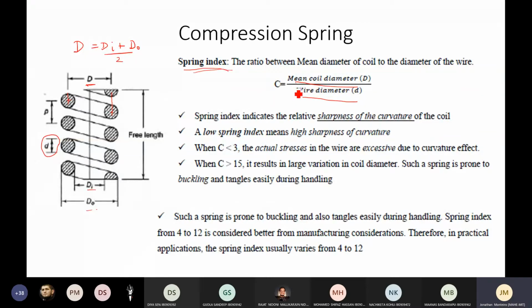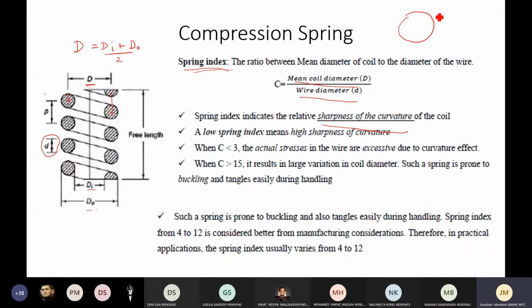So what does the spring index actually indicate? It indicates the sharpness of the curvature of the coil. How sharp is the coil? It is not to say that it is a knife-like structure or a pointed structure. It does not mean that. Sharpness means, for example, if you look at the same spring from the top, how will it appear? It appears as simply a circle. So this is one kind.